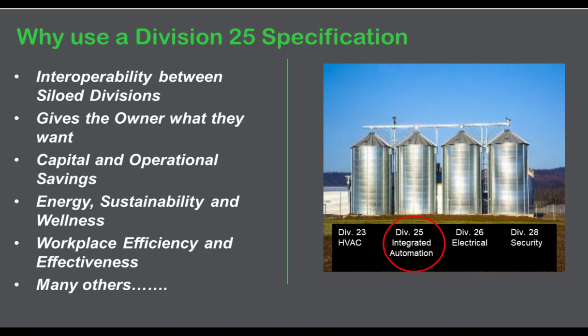It gives the owner what they want. Since it's linking data between, I'm going to call it subsystems or other systems, we can actually pull that up to dashboards and sustainability reports. It gives them the look and feel of what the owner is actually going to get out of it. There is typically some capital and operational savings that could come from efficiency, and from not having to provide duplicate equipment, which is very common if you're not coordinating between divisions.